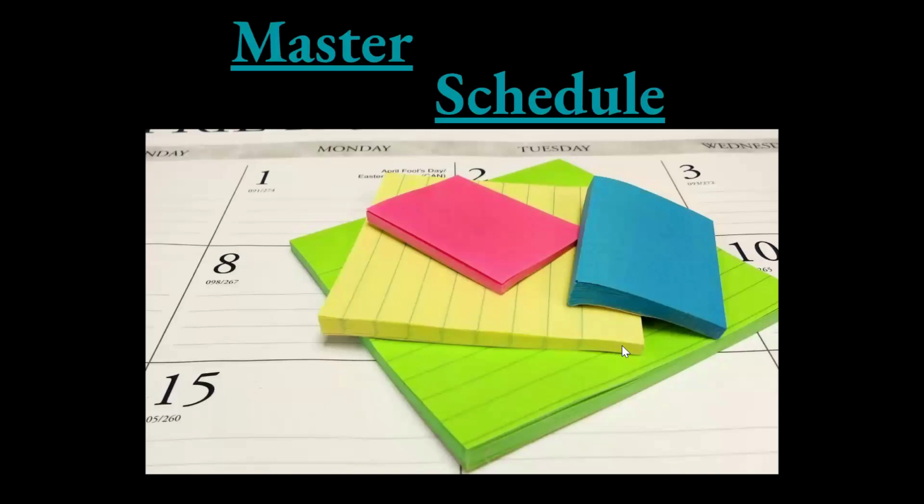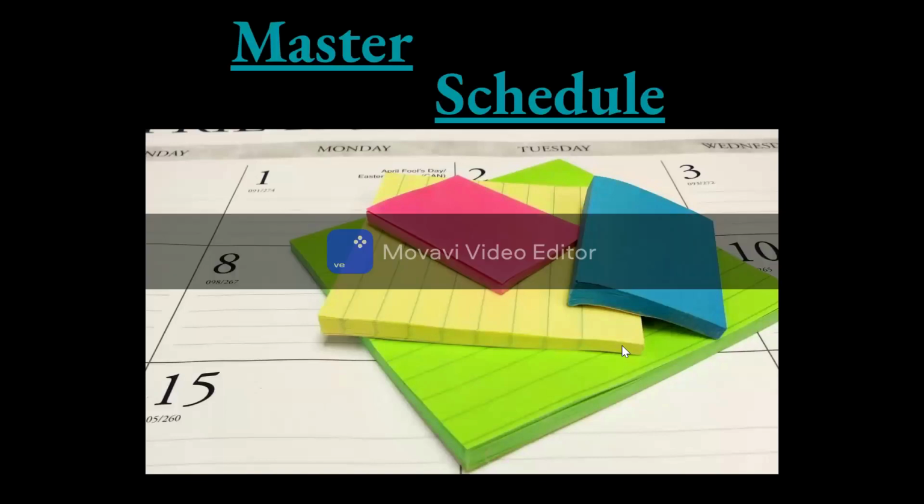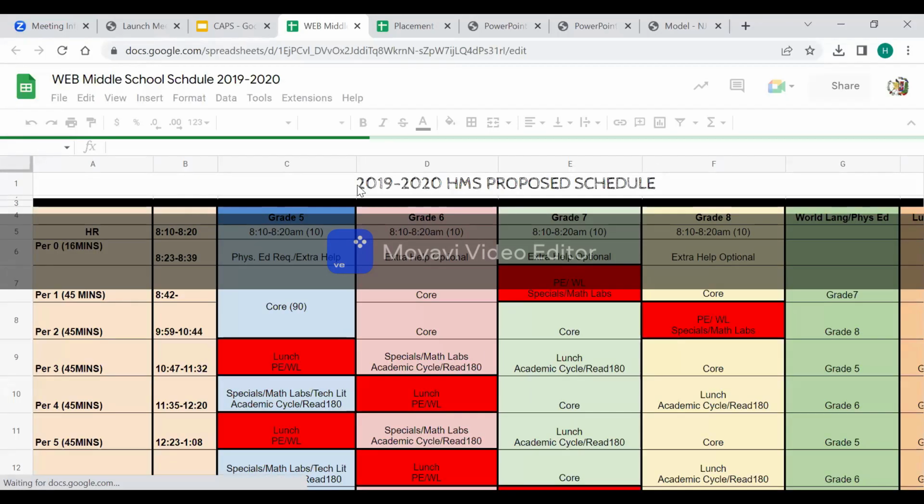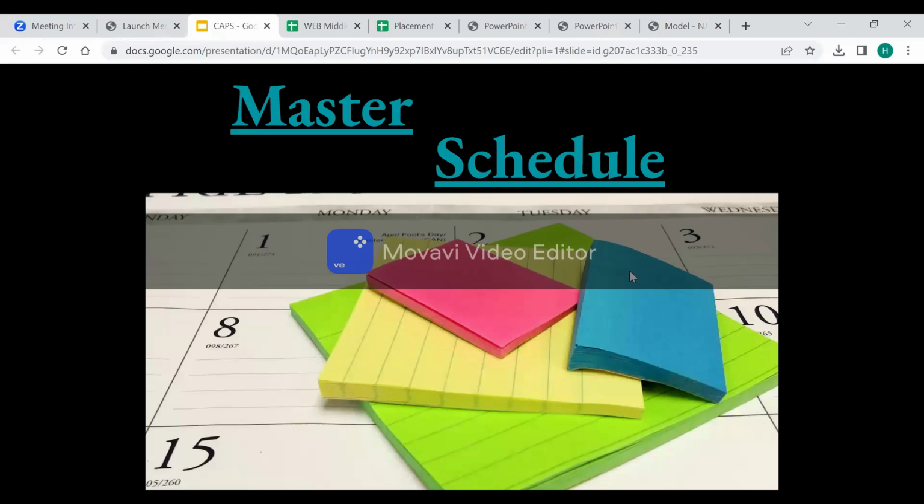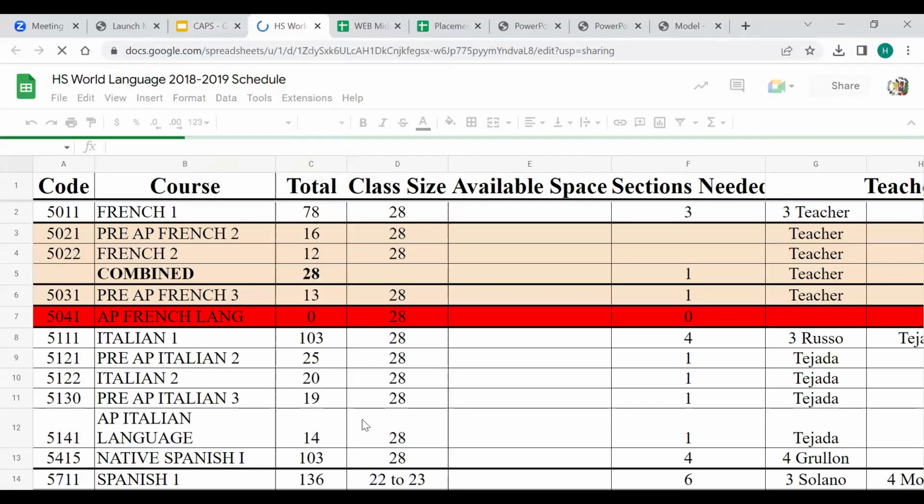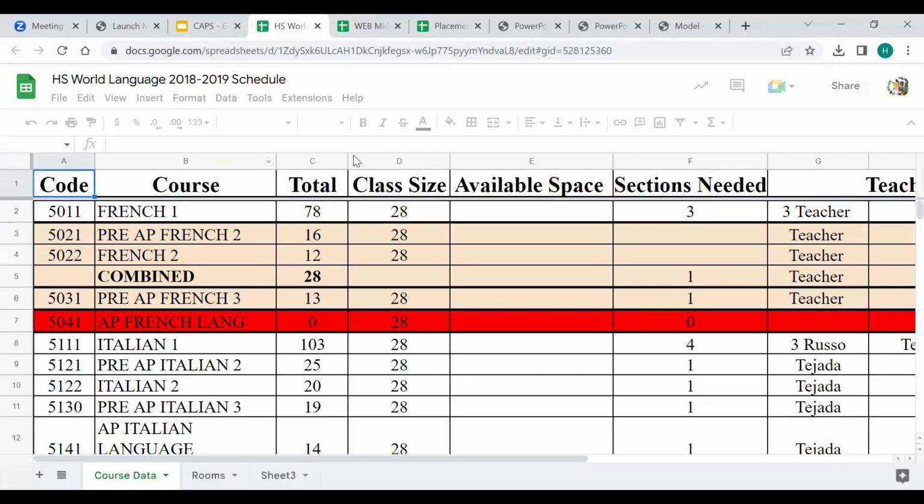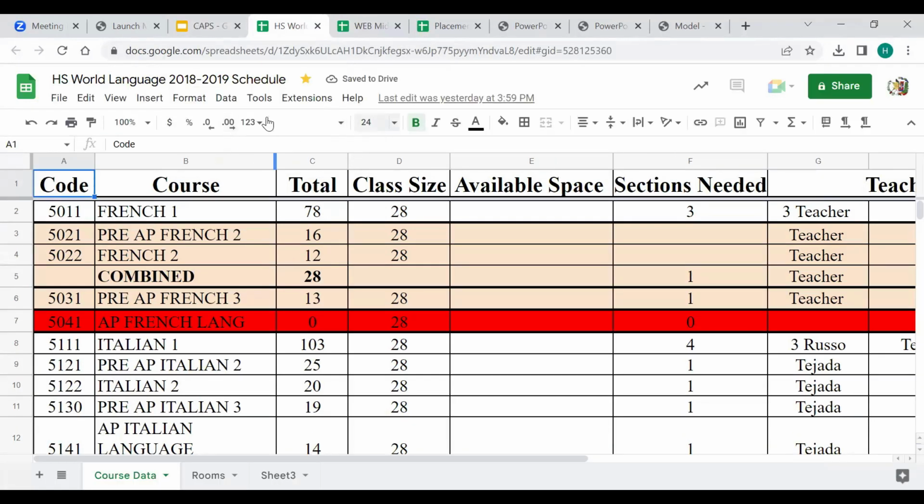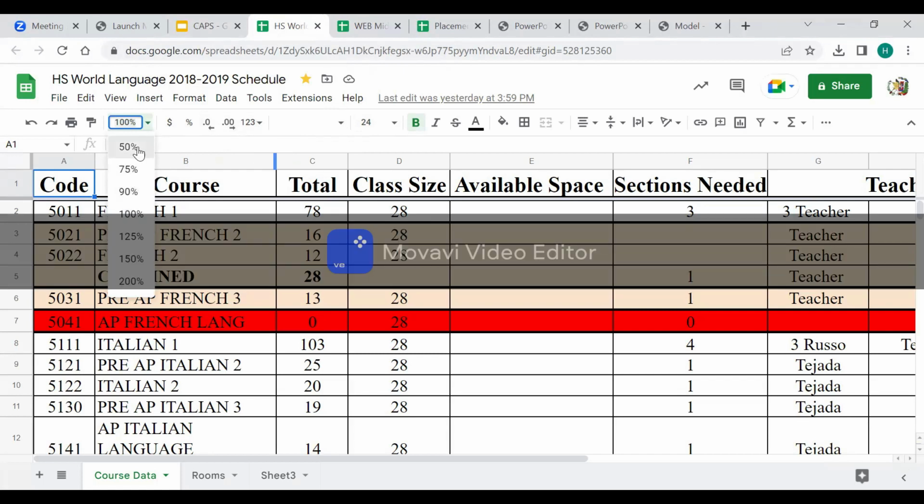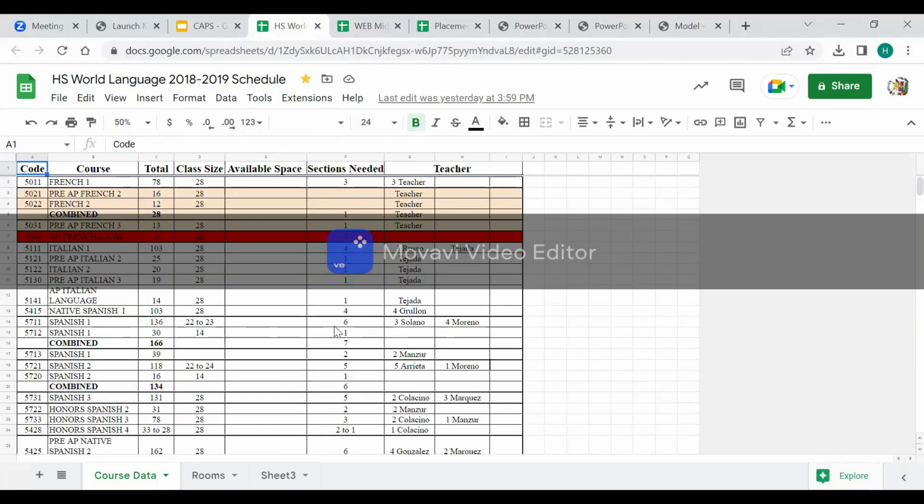Another important thing that I think a supervisor or administrator needs to know is how to complete a master schedule. So I am going to go over this now. Here, once it loads, you're going to see how I completed the schedule. This is my high school example, sorry.